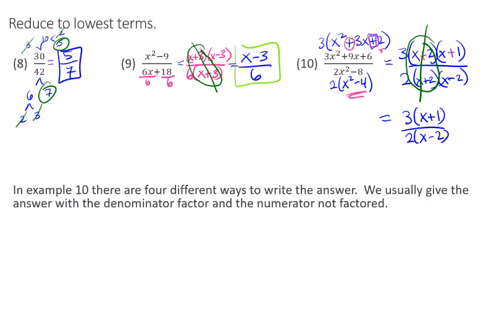All right, now, here it says, in example 10, there's 4 different ways to write the answer. We usually give the answer with the denominator factored and the numerator not factored. So for example, here we would probably leave it as 3x plus 3 by distributing here, but leave the denominator as 2 times the quantity of x minus 2. Okay. But you could also simplify this. You can leave both of them simplified like this. This would be okay as well.